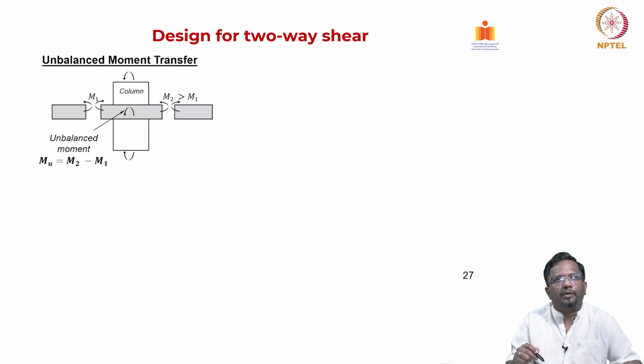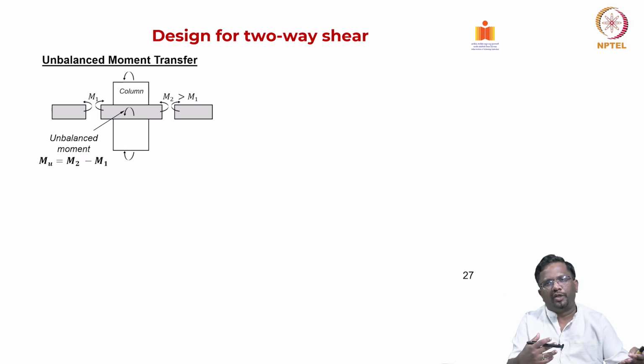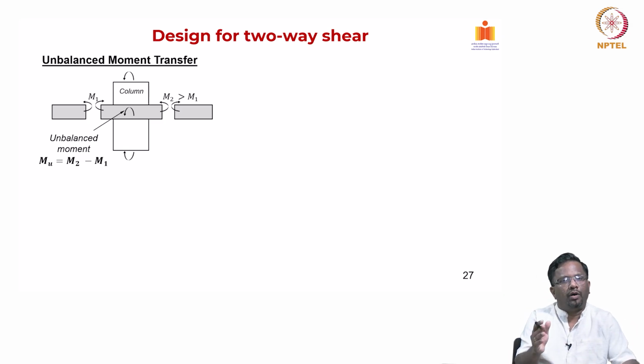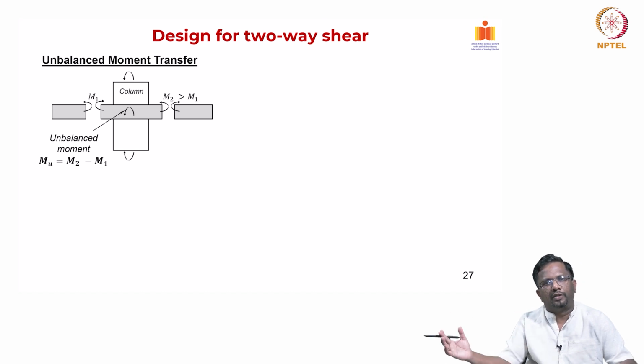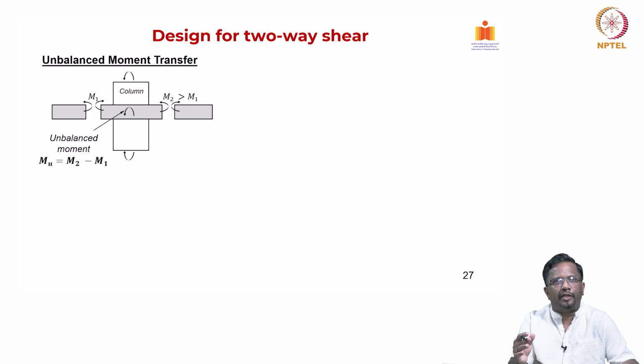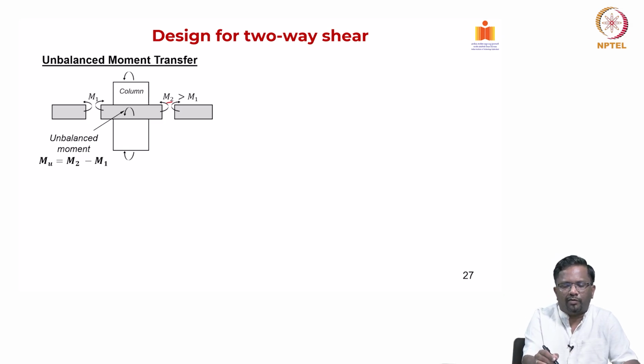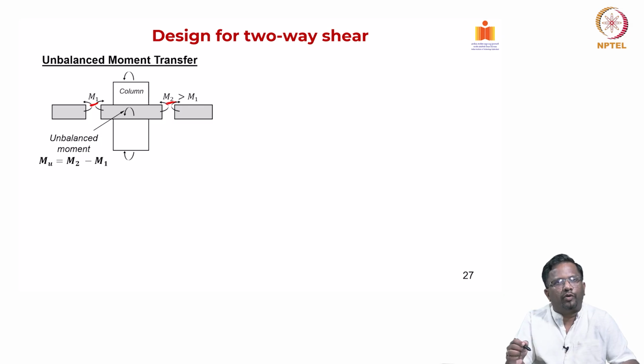Now, another important aspect: edge columns, you know that you will have moment at the end joints, or even for an interior column, let us say this is an interior column, if your spans on the left side and right side are not the same, then you will have unbalanced moment. That means, let us say on the right side I have a moment M2, on the left side I have moment M1, but if M2 is greater than M1, there is an unbalanced moment which is M2 minus M1, that somehow has to be transferred. That can be transferred through flexure of the slab, right.